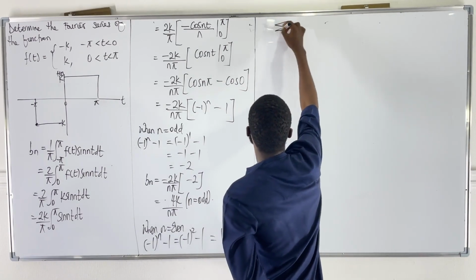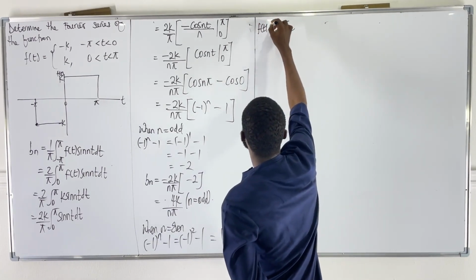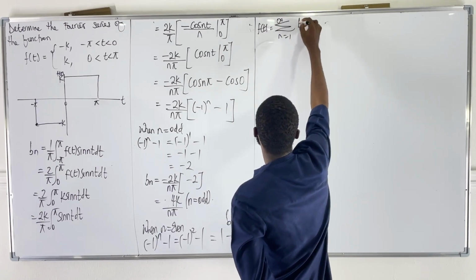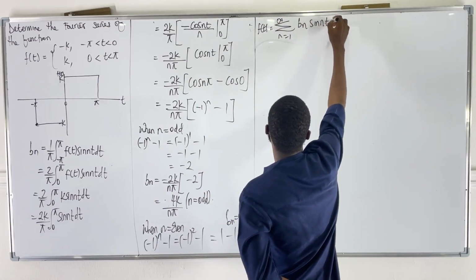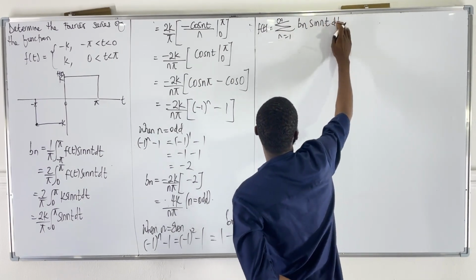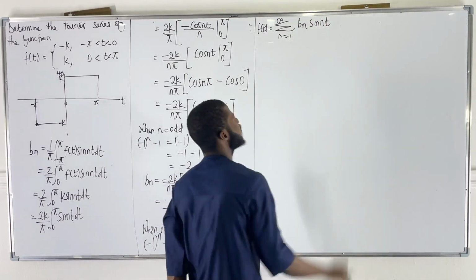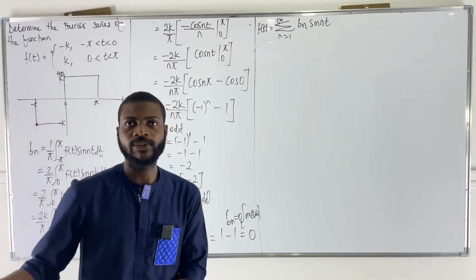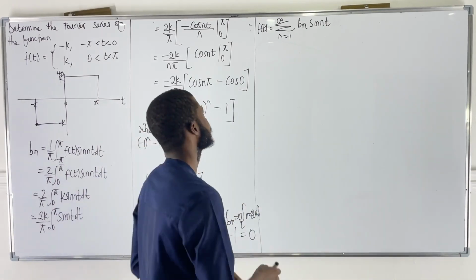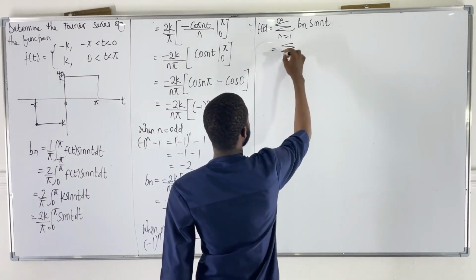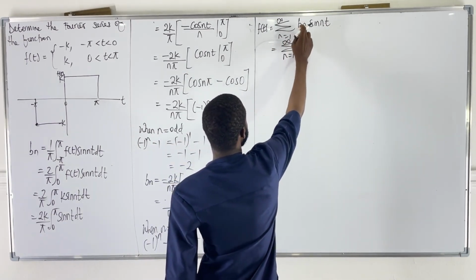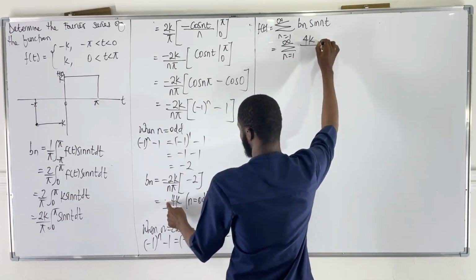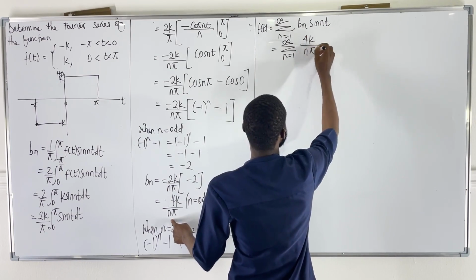So our Fourier series f of t will be equal to the sum from n equal to 1 to infinity of b sub n sine nt. Now, why did I not put a naught? Because there's no a naught. Why did I not put a sub n? There's no a sub n. So this will be the sum from n equal to 1 to infinity. Now, this expression here, b sub n, is 4k over n pi.